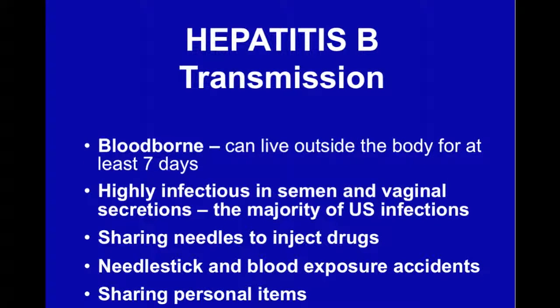Okay. Hepatitis B transmission. How it's transmitted. It is bloodborne. It can live outside the body for at least 7 days. It is highly infectious in semen and vaginal secretions, and that accounts for the majority of the United States infections of hepatitis B. It is commonly transmitted by sharing needles to inject drugs. It also has been transmitted by needle sticks and blood exposure accidents, sharing of personal items, and of course mother-to-child transmission.